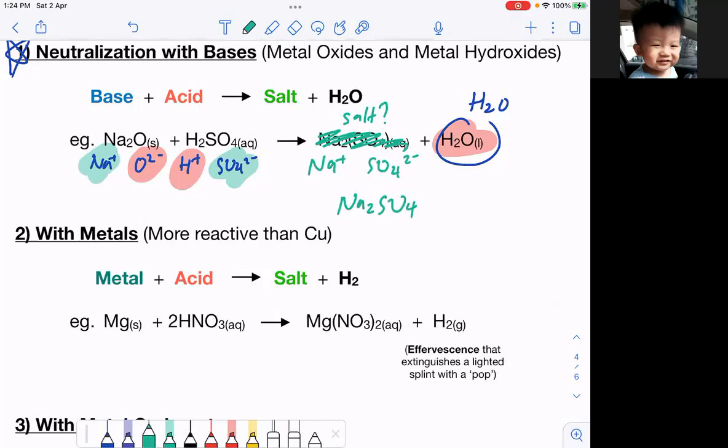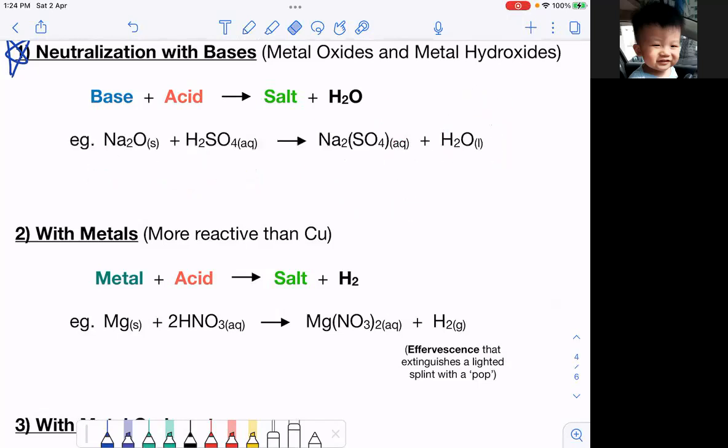Follow? Okay, all this working is messy. Then my final outcome is this. I need to check for balancing. What's balancing? I need to make sure all the atoms on the left match all the atoms on the right. How many sodiums can I count?